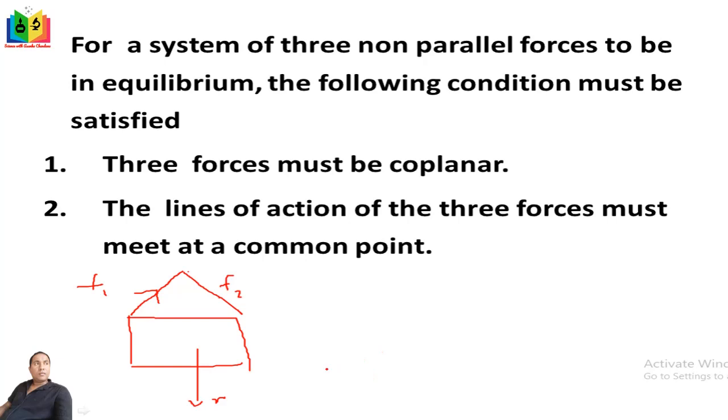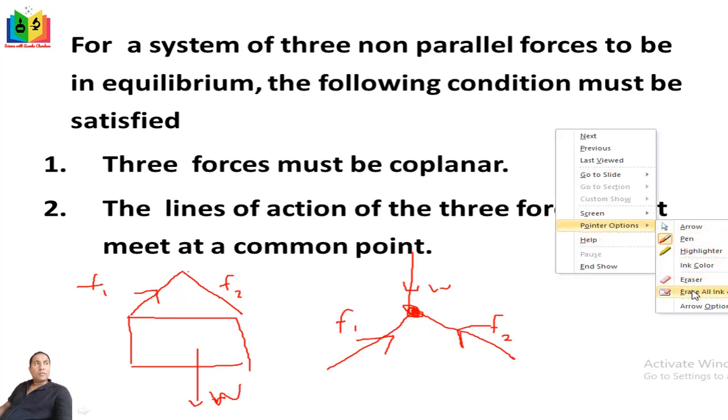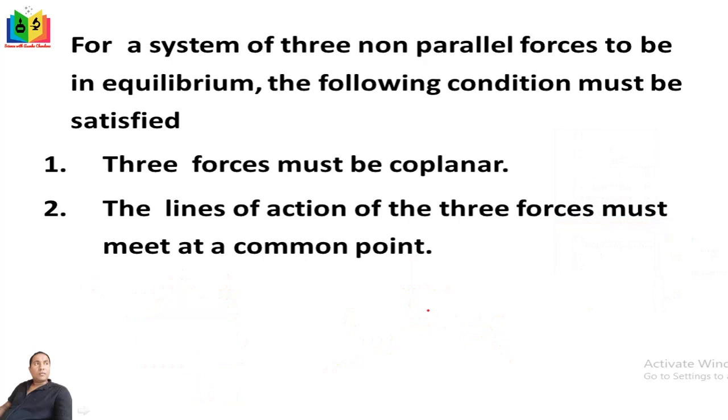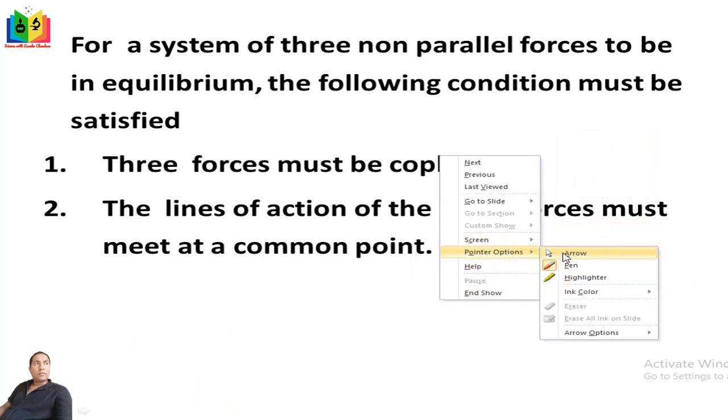It means, if this is the F1 force, F2 force acts like that. Weight acts downward like that. It means these three forces act on the same point. The lines of action of the three forces must meet at a common point. Now we have learned about the second point also. Right, then we will learn our next one.